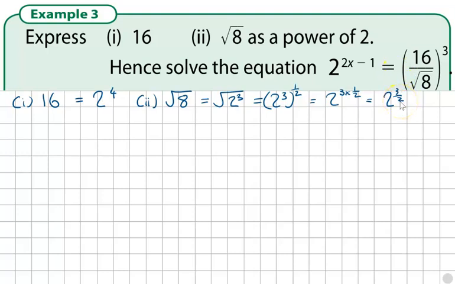So I was asked to express 16 as a power of 2. So 16 as a power of 2 is 2 to the power of 4. I was asked to express the square root of 8 as a power of 2. So the square root of 8 as a power of 2 is 2 to the power of 3 over 2. And then hence, which means using those two answers, solve the equation 2 to the power of 2x minus 1 is equal to 16 over root 8, all to the power of 3.